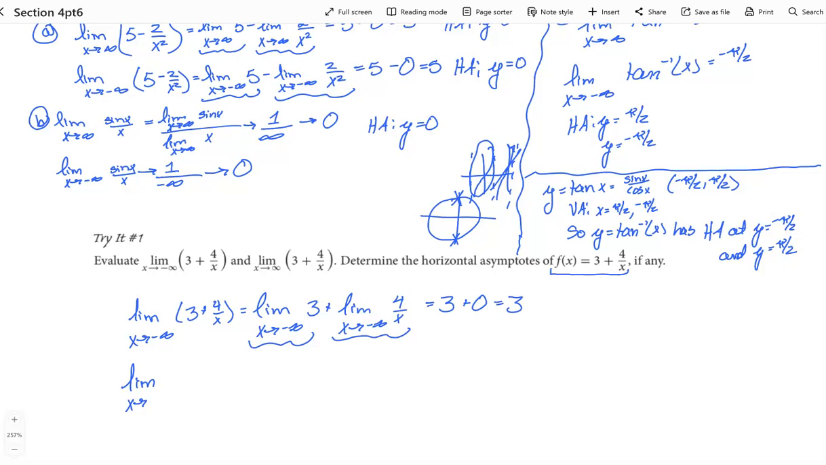Likewise, as x approaches infinity of 3 plus 4 over x, we could think about the limit as x approaches infinity of 3 plus the limit as x approaches infinity of 4 over x. This guy is going to 3, whereas this guy, as x gets larger and larger, that fraction is shrinking, so it's approaching 0, and we're going to get 3.